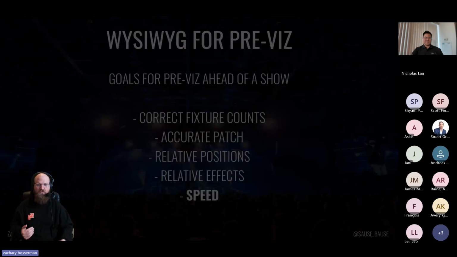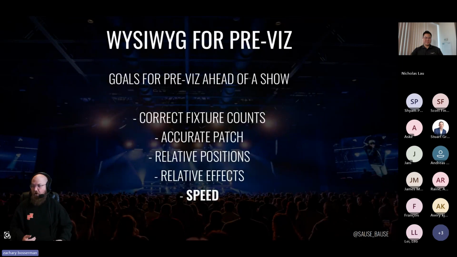So the goals for my show now, for when I'm using WYSIWYG, are correct fixture counts, making sure I have the right number of fixtures on a given truss, an accurate patch, knowing what the fixture modes are, knowing what the actual DMX addresses are, so that I can walk into a show having already patched everything, load up my file, and with maybe a couple of tweaks here and there for something I missed or something that got changed since the plot I was given was generated, we're good to go.